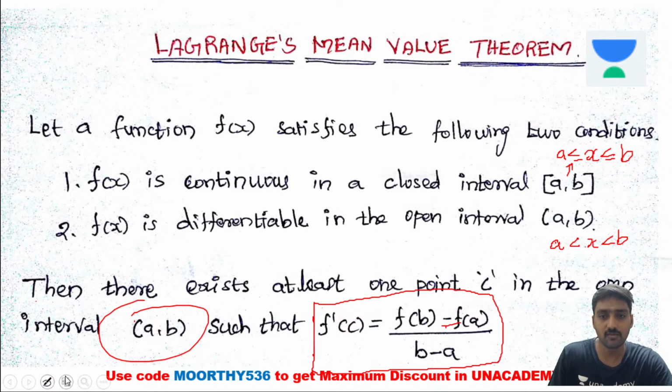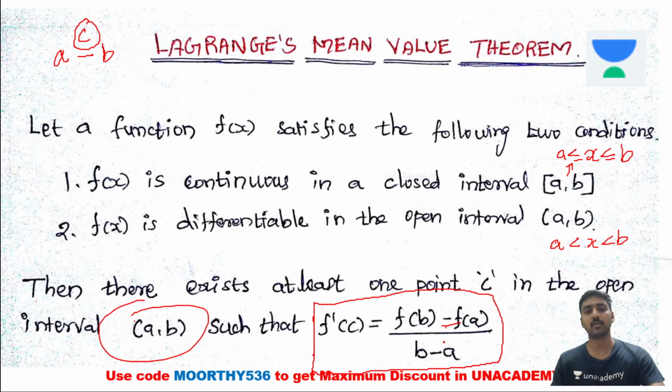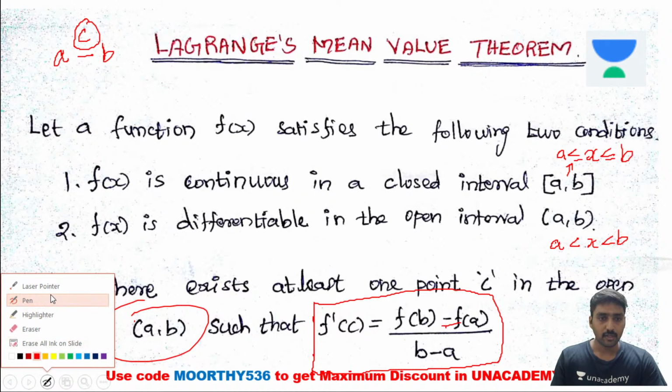As per the Lagrange's mean value theorem, in case they are giving the points a to b, and if the function satisfies these two conditions, then there is an intermediate point for the function. It lies in between a and b. That point we are going to take as c. The value of c is identified through the Lagrange's mean value theorem, that is, f dash of c is equal to f of b minus f of a divided by b minus a. Is it okay?